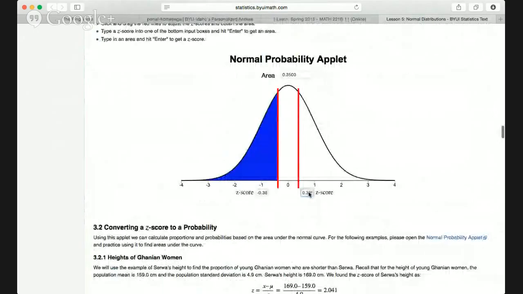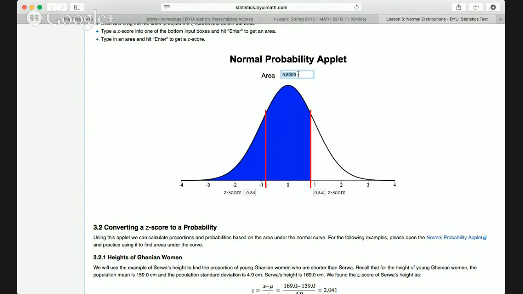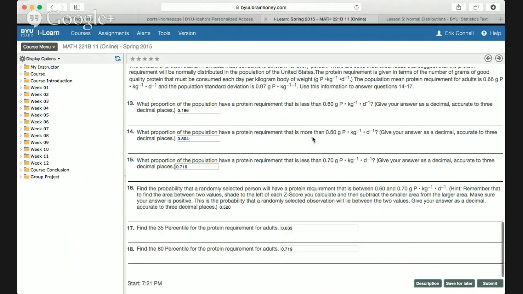So then just the same thing with 0.8 for P, to find the 80th percentile. That gave a z-score of 0.842. And for the 35th, did you put a negative in front of that? Is it negative? Yeah. That's it. Okay. Wait, what?